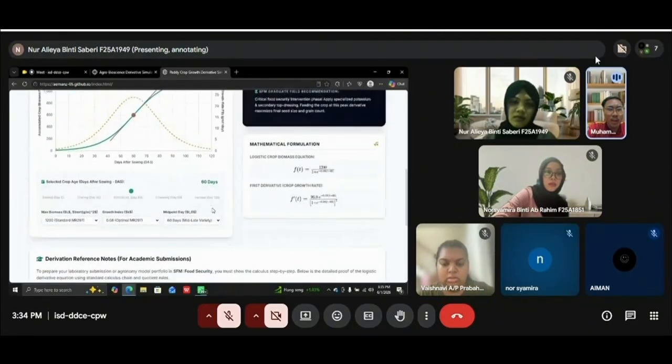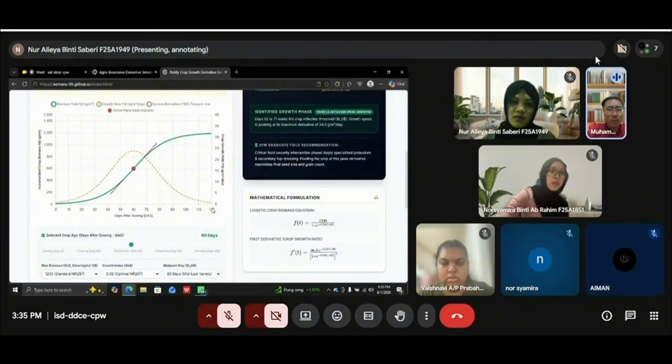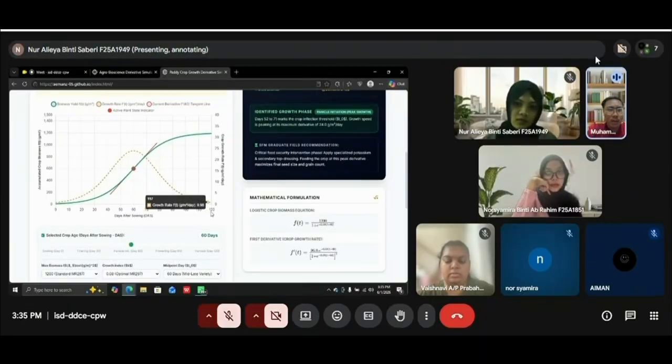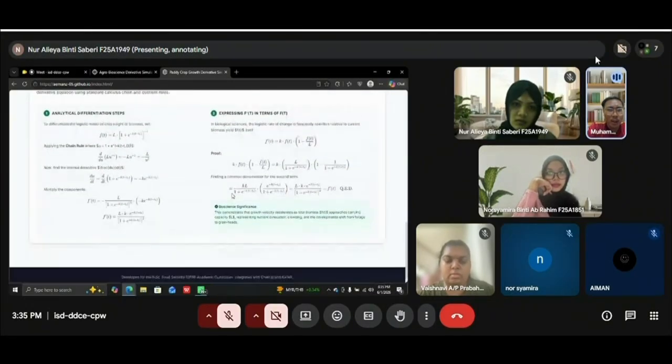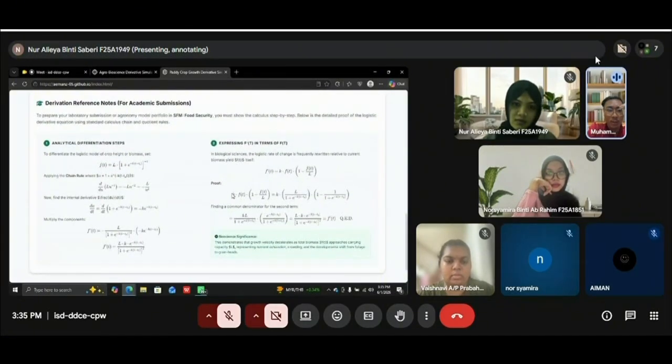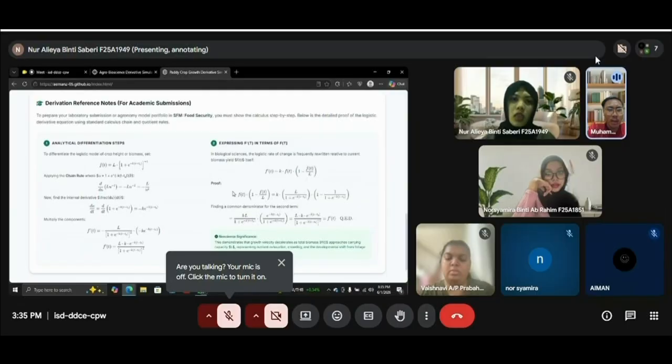Under Malaysia's National Agro-Food Policy 2.0, the country aims for a 75% to 80% self-sufficiency level for rice. To reach this target without wasting resources, farmers cannot rely on guesswork. By analyzing the derivative, we discover the precise moment of critical initiation, the phase where the crop metabolism accelerates to its absolute peak.